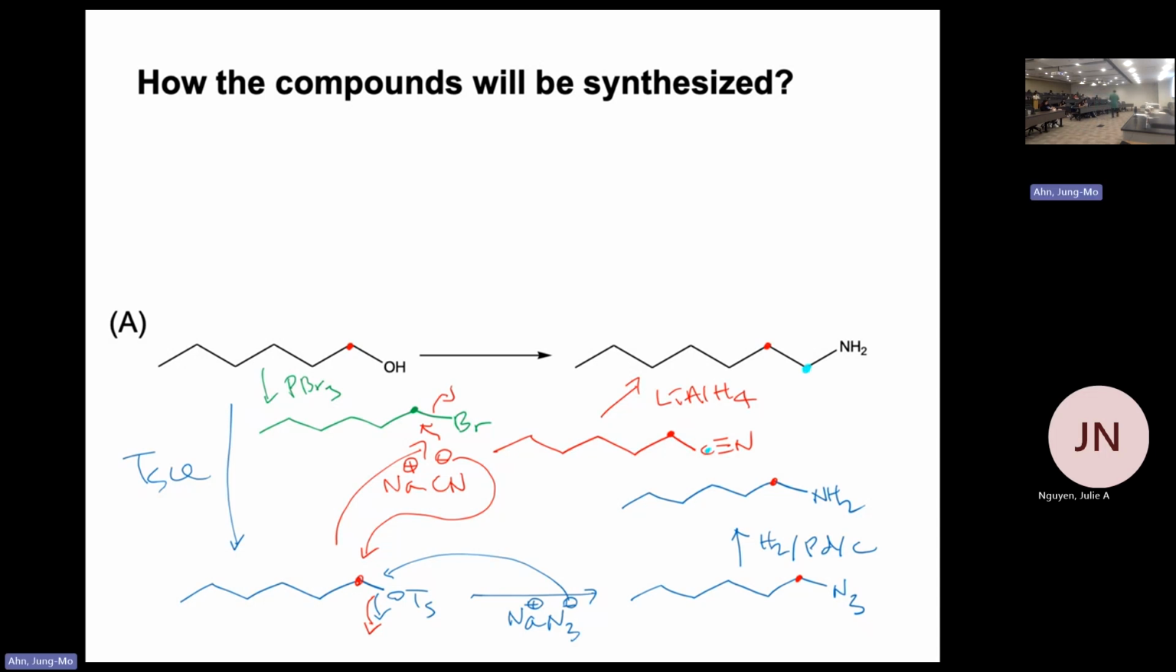This is a pretty obvious answer. Instead, there are other ways to make it happen too. Let's say you convert this to the bromide and then you treat it with magnesium, you can make a Grignard. This is kind of something that we didn't talk about, but you can also imagine that.